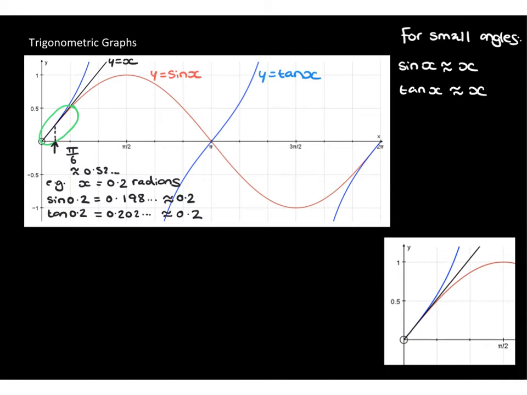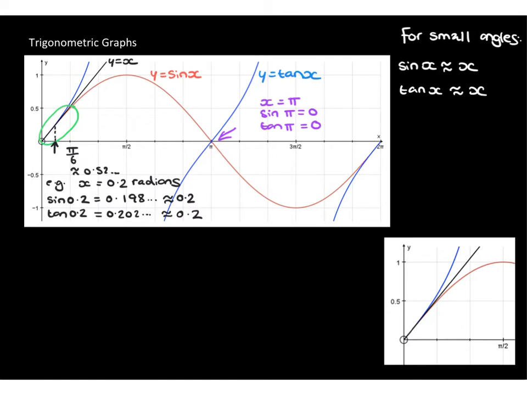Now, this doesn't work when angles become a little bit larger. Let's have a look here, for instance, at x equals pi. Now, you can see that sine of pi is equal to 0, and tan of pi is also equal to 0. So neither of these values are anywhere actually close to the value pi. So this is truly only an approximation that works when angles are very, very small.